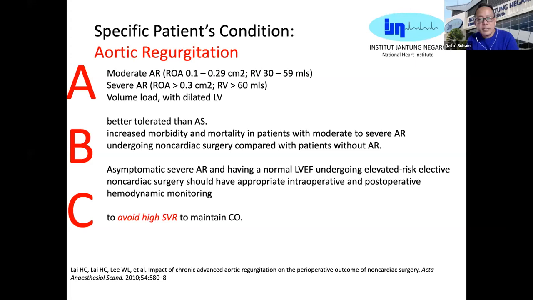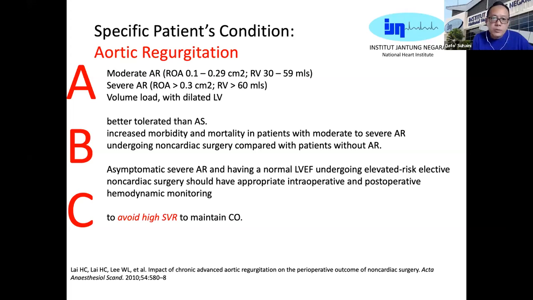The third one is aortic regurgitation. It is more tolerable as far as non-cardiac surgery is concerned. But again, we need to understand the etiology, whether this is acquired or congenital, or whether this is degenerative. How bad is the aortic regurgitation? Again, it is defined by the regurgitation orifice area. Moderate AR is defined when the ROA is anywhere between 0.1 to 0.29. Severe AR is defined when the ROA is more than 0.3 centimeters squared.